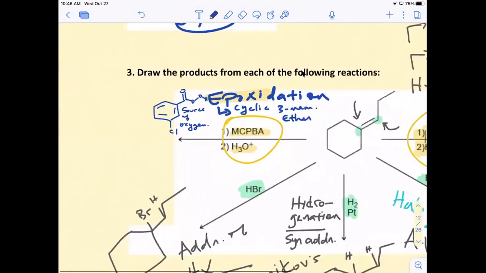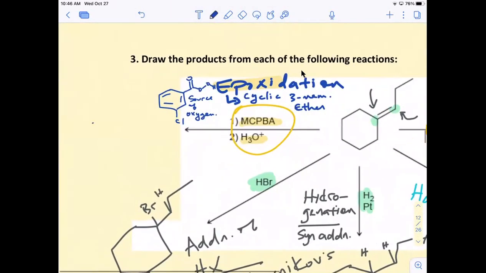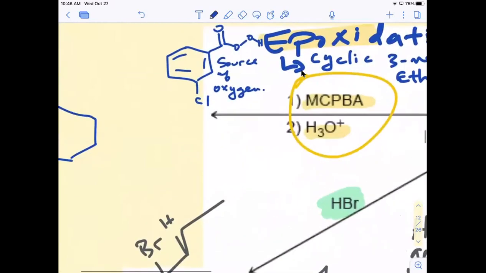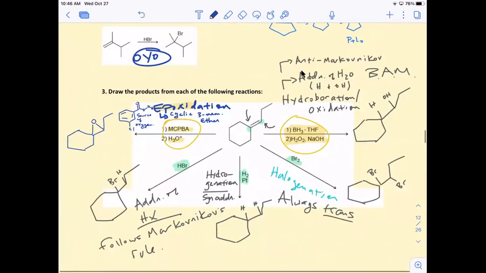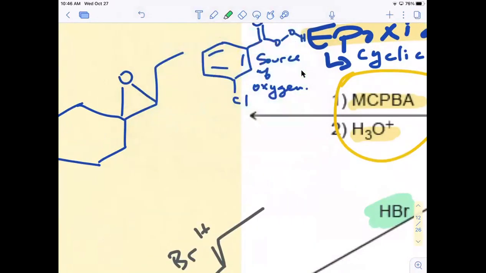But the epoxide product itself is going to look like this for this particular instance. So you can see again, it's a 3-membered ring. And it's an ether because both carbons in that ring are bound to the same oxygen. All right, that's one way to do that.